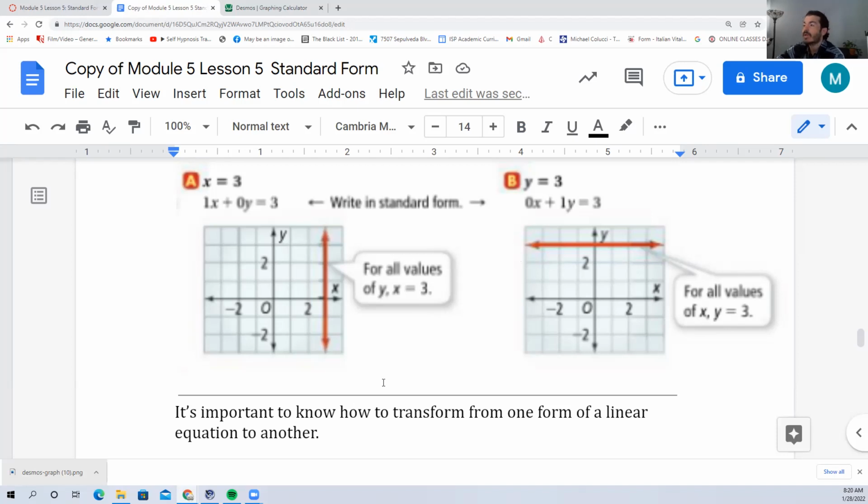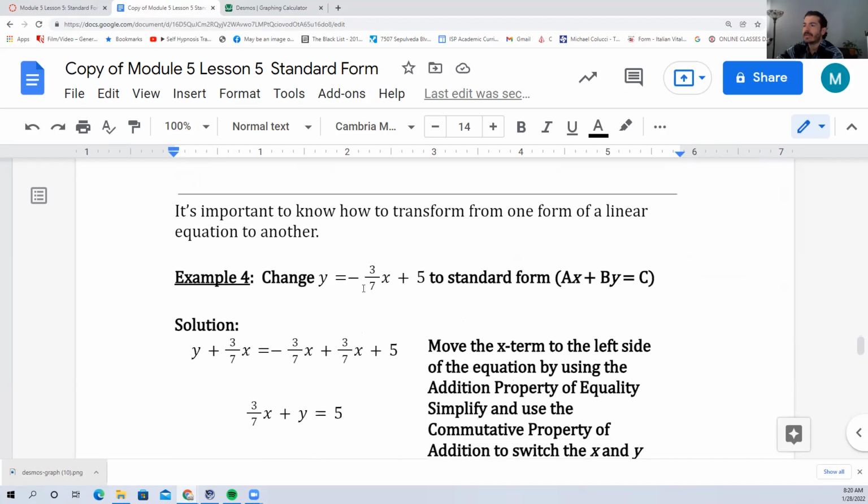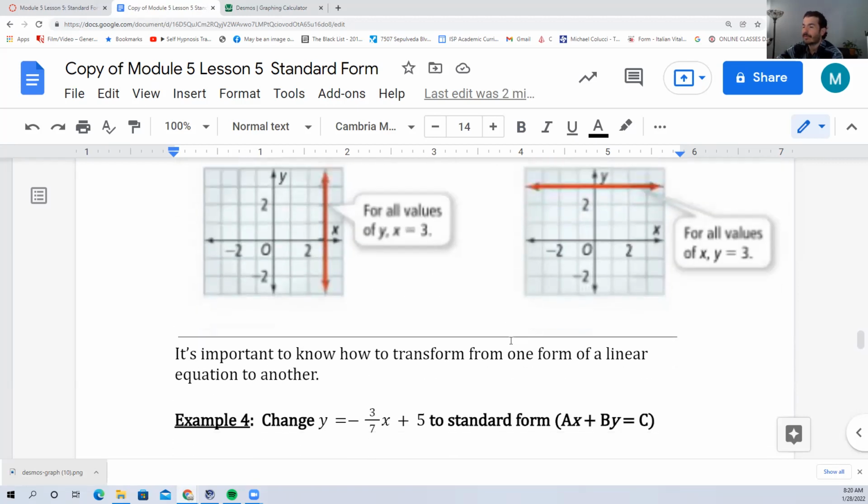One thing I want to point out: y equals 3 is a linear function. x equals 3 is linear, it's a straight line, but it is not a function. It does not pass the vertical line test. It is itself a vertical line. That's important to know. The slope here is undefined. The slope here is 0.